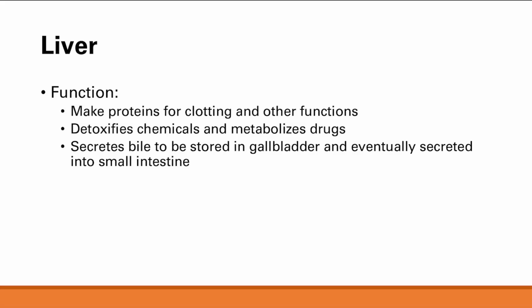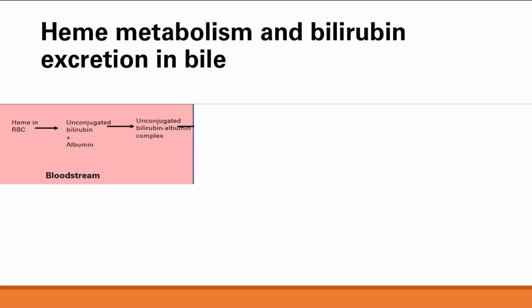Now, our main topic is jaundice, but I need to preface by talking about heme metabolism and bilirubin excretion in the bile. So heme is a protein in the red blood cells, and when it's broken down, it will be broken down into unconjugated bilirubin. When we call it unconjugated, that basically means it's insoluble. Okay? So it's not going to be able to move around in the bloodstream unless it is bound to something, and so albumin binds to it and makes a complex: the unconjugated bilirubin-albumin complex.